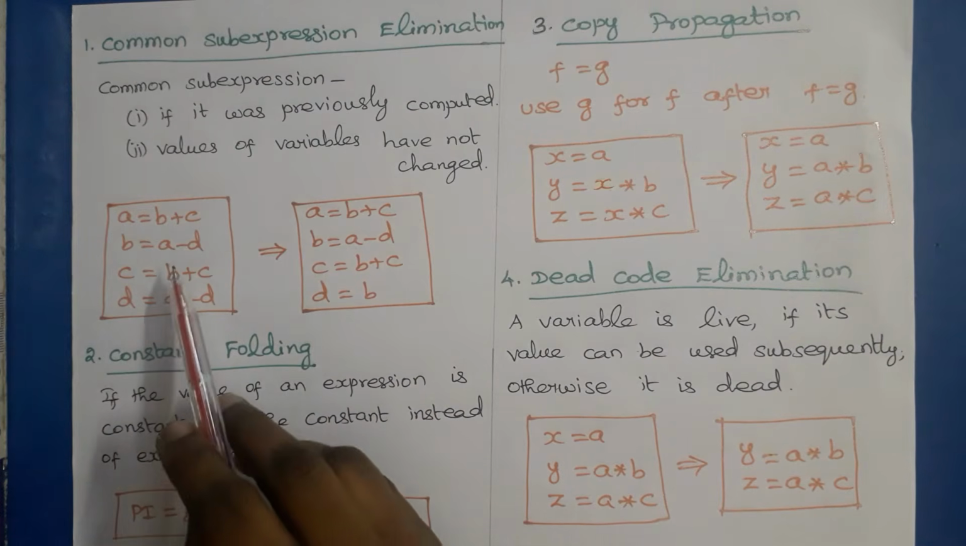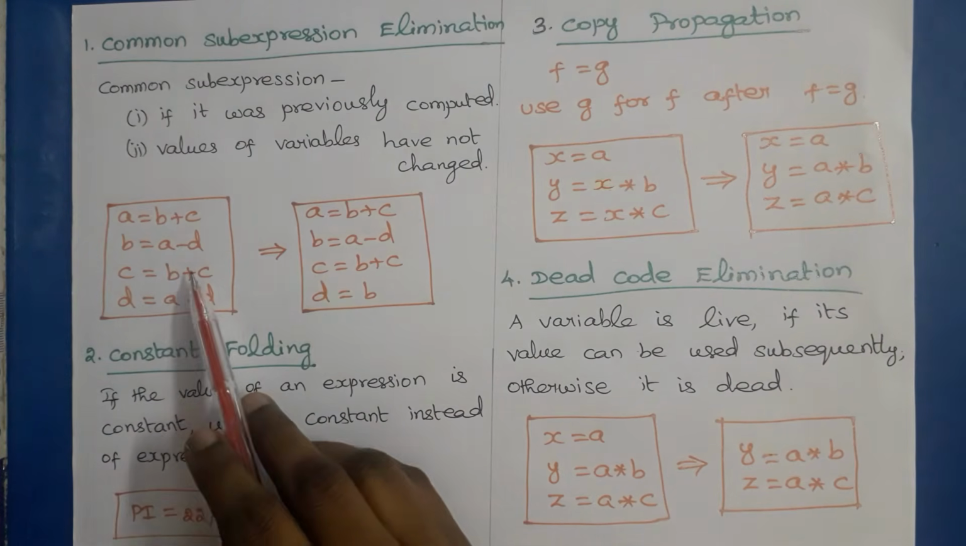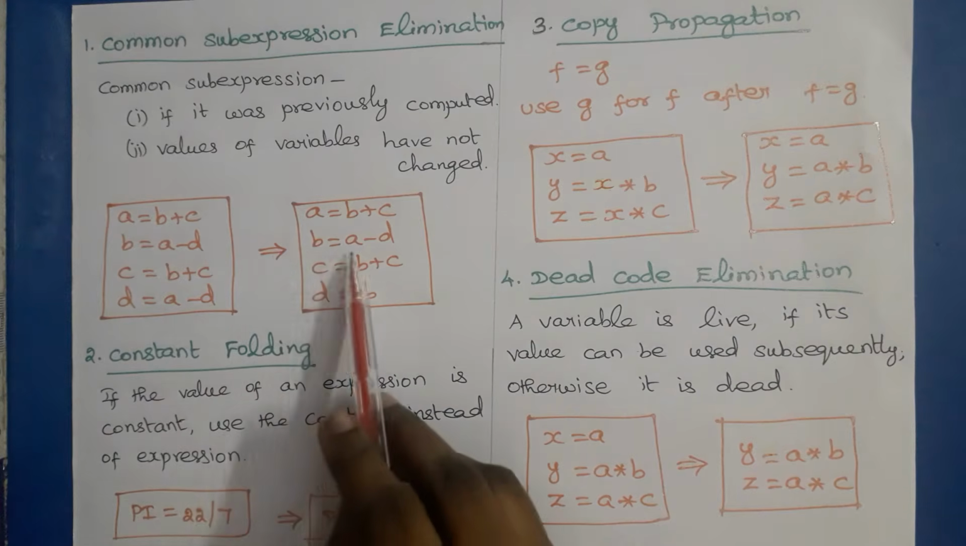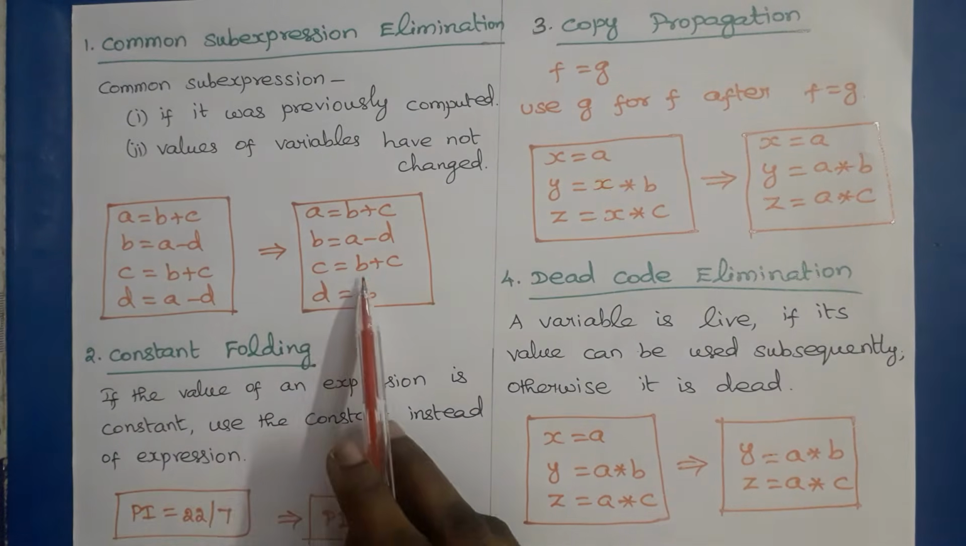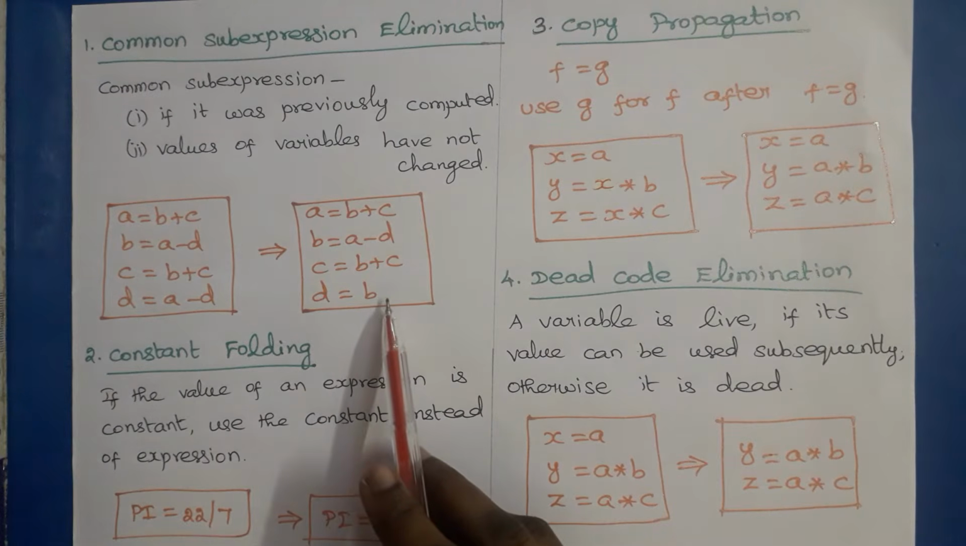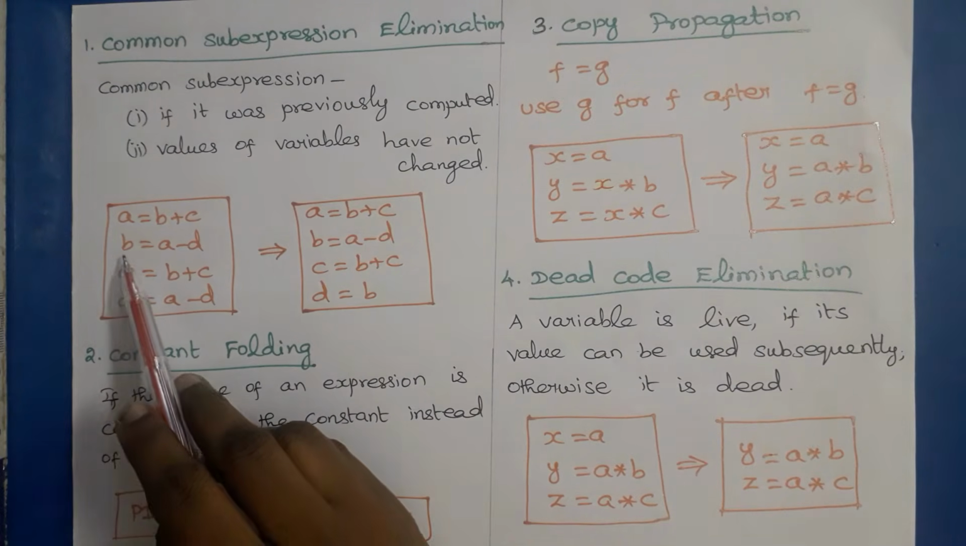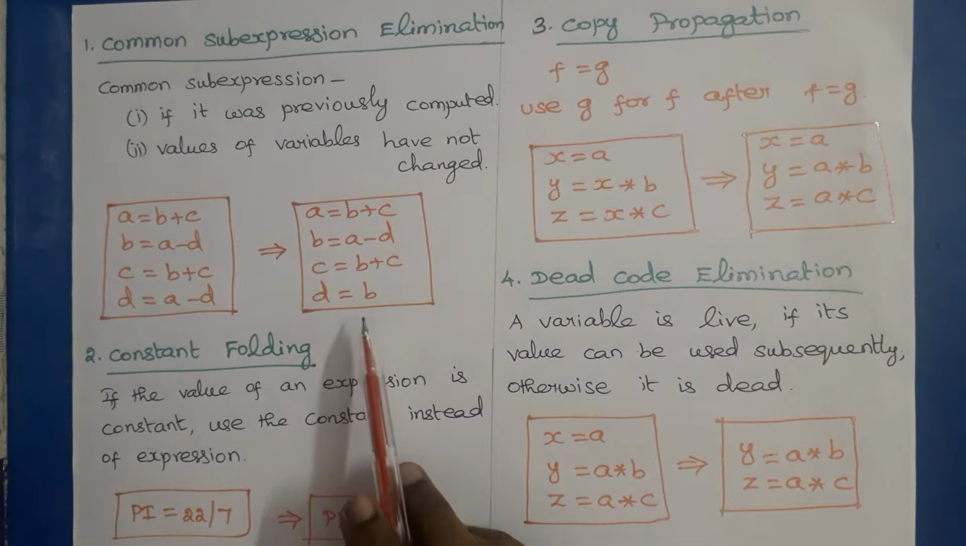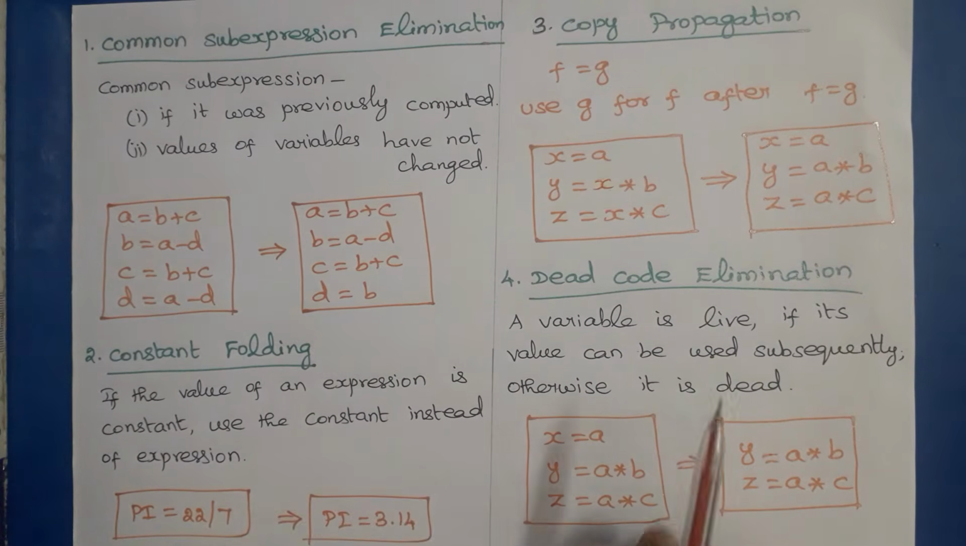This is the unoptimized code. After applying common sub-expression elimination, we will get this result. There is no change in the first 3 statements. In the last statement, instead of recomputing a minus d, we write b. So this is called common sub-expression elimination.